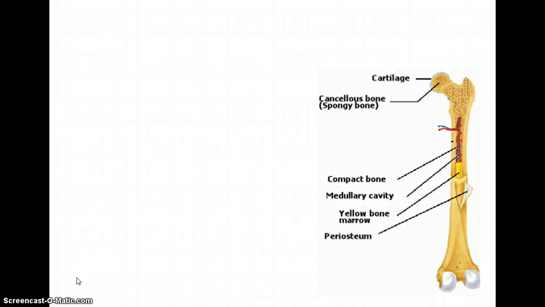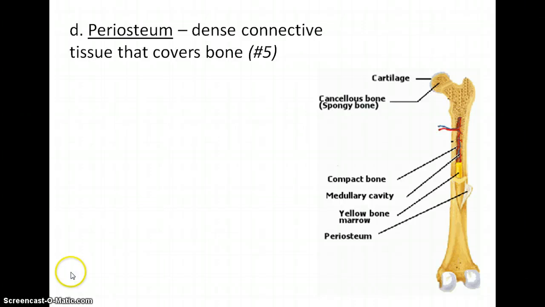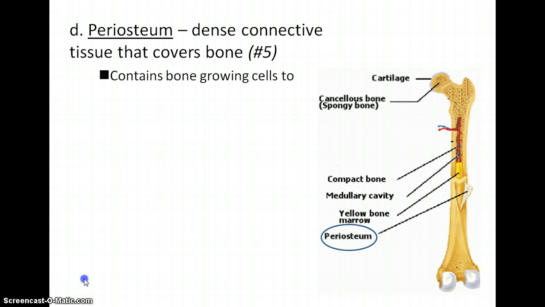Looking at further structures on the long bone, we see a structure called the periosteum. The periosteum is right there. It is the outer covering on the bone. It's made of dense connective tissue, and it covers and protects the bone. This would be number 5 on your diagram.